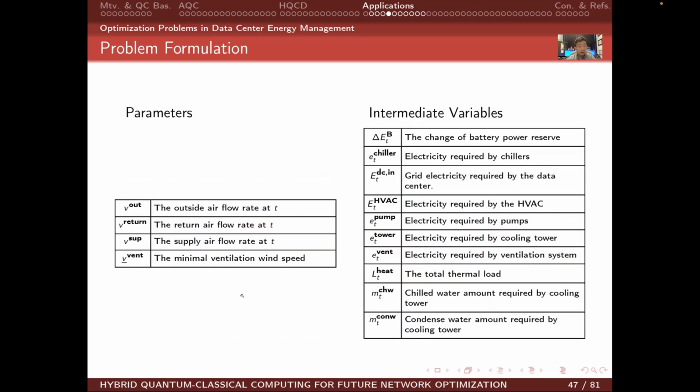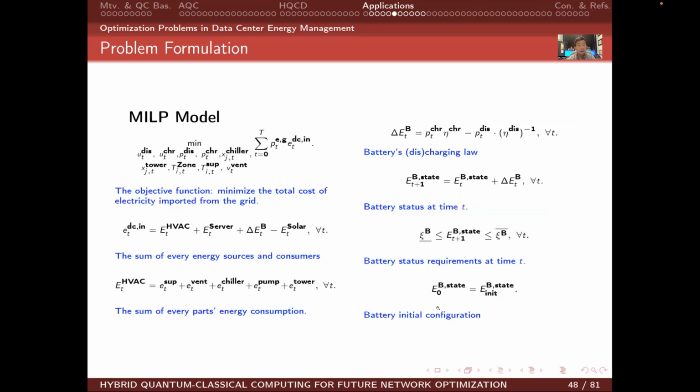And here we have the outside air flow, return air flow, and supply, and the termination. And in the middle, we have the intermediate variables, like the charging of the battery power, the electricity required by the chiller, and the grid electricity required, and HVAC required electricity, and pump required, tower required, and vent required, and also the total thermal load, and so on.